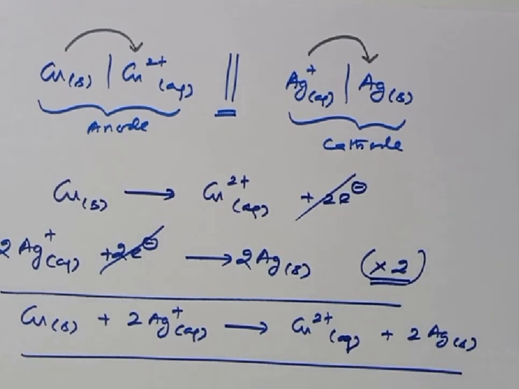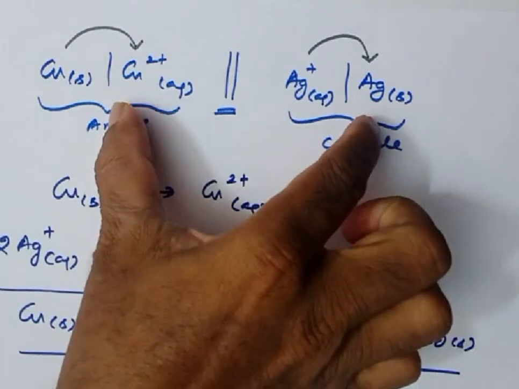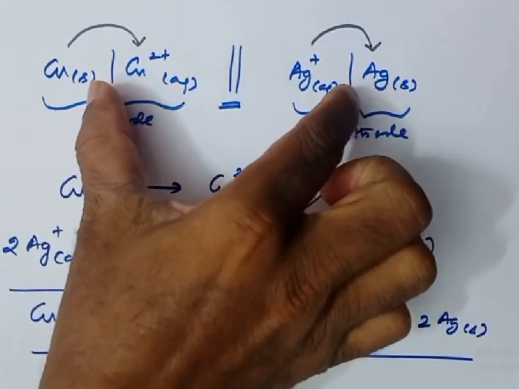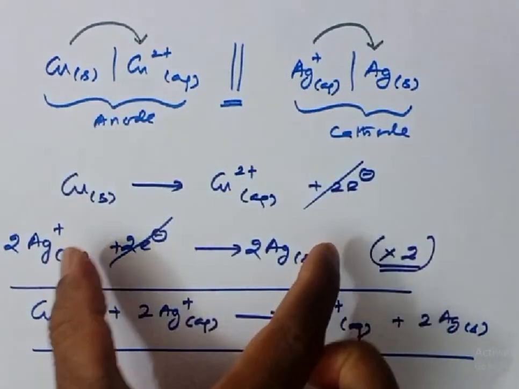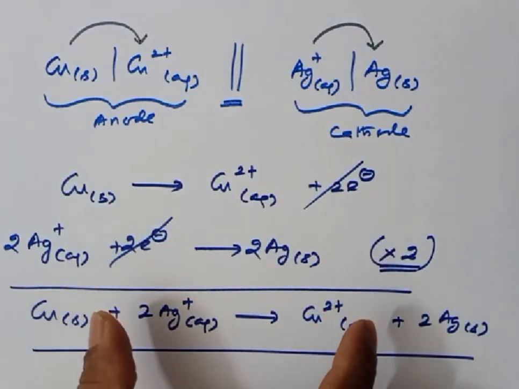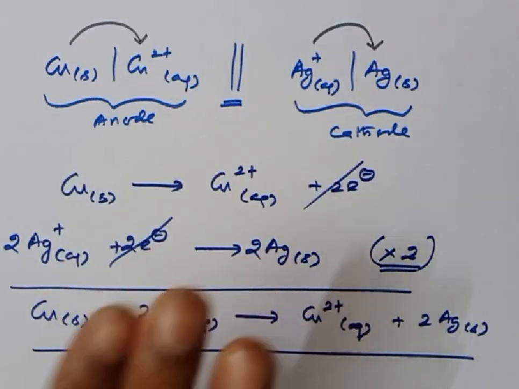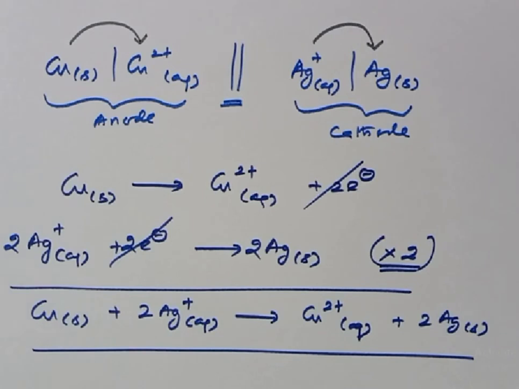Okay, so this is the reaction taking place in this cell. This is how we should write it. If a cell is given in cell representation, you should know how to write the cell reaction. Now I'll tell you how to write the cell potential.